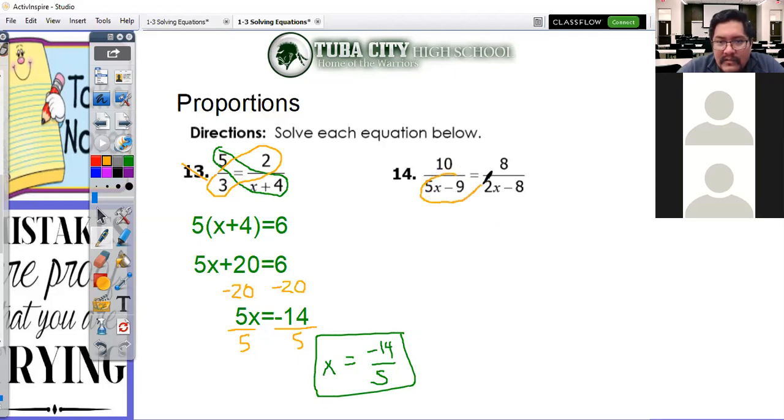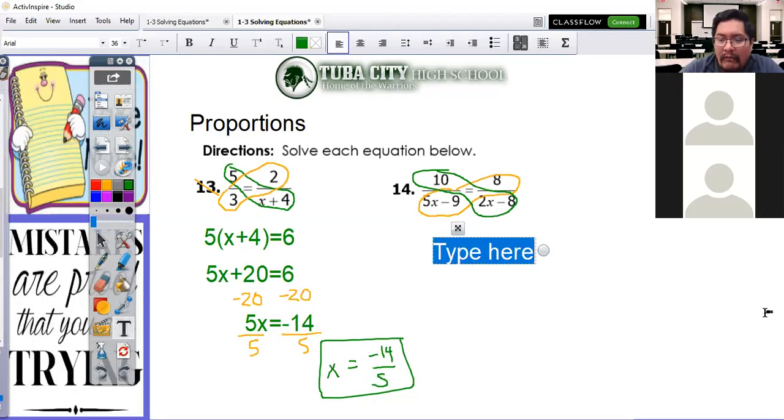If it helps, you can circle it, but sometimes the circles can be a little bit distracting and cover up important information. But I'm just going to show you how I got it. So that'd be 10 times 2x minus 8. Again, top number of one fraction to the bottom number of the other fraction.